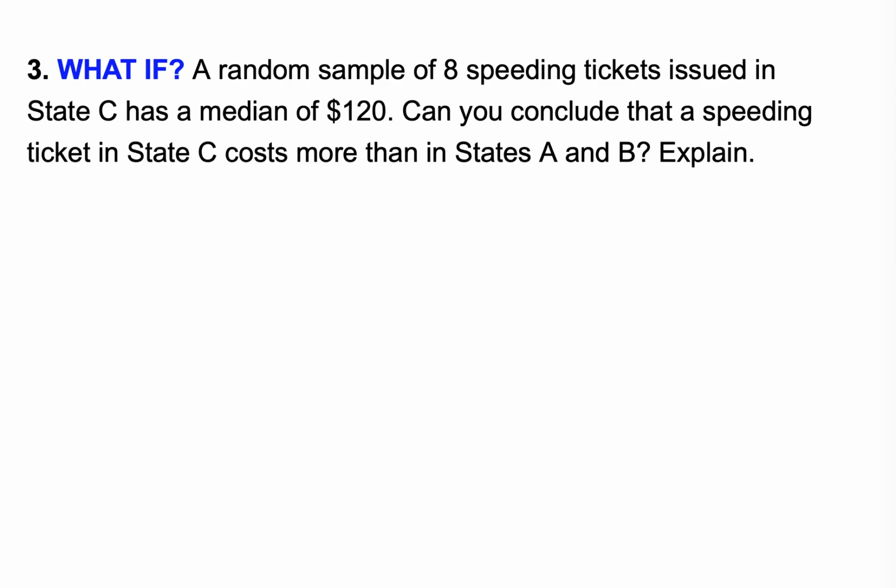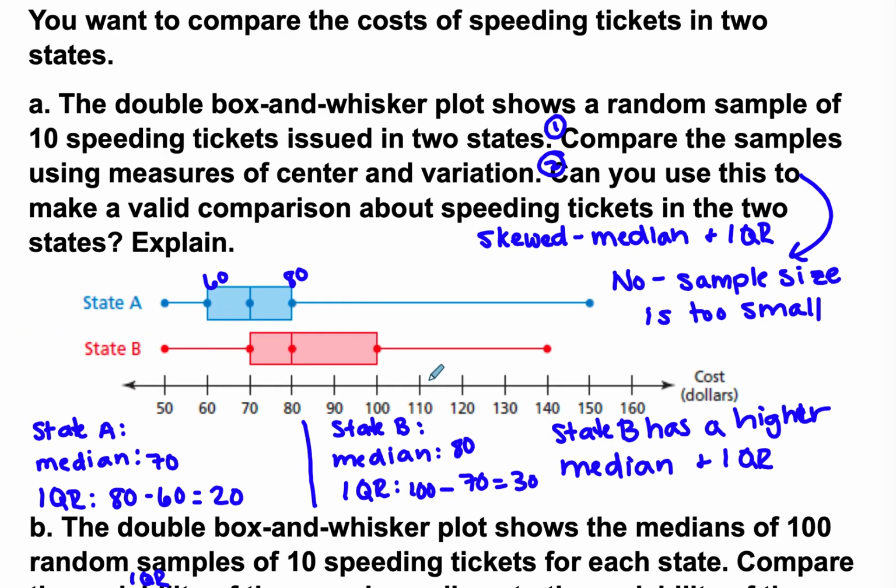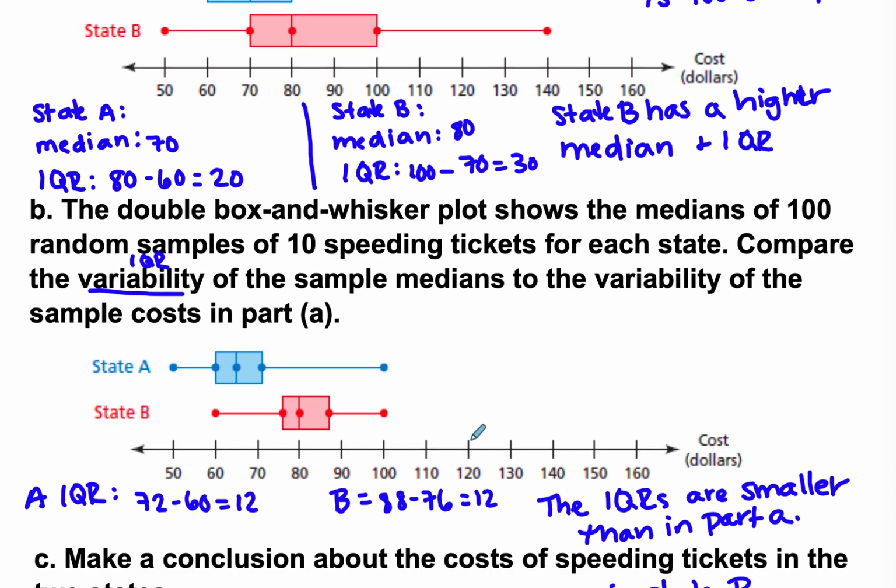What if a random sample of 8 speeding tickets issued in state C has a median of $120? Can you conclude that a speeding ticket in state C costs more than in states A and B? I'm going to put it back on the last slide so you can see the pictures again, and then you're going to pause the video and answer this question. So $120 is the median for state C. You can compare it to here. Pause the video, answer your question.